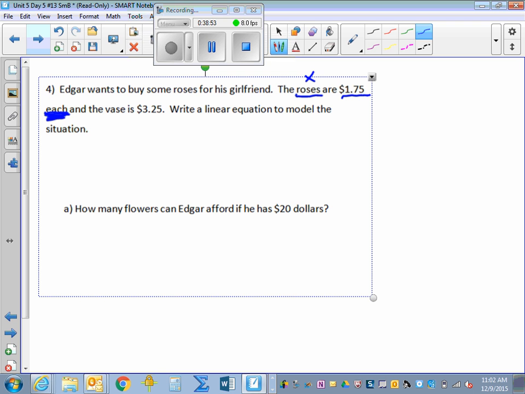So the total amount it's going to cost, we don't know that. Each rose is $1.75, so again, each means multiplying. X represents our roses, and then we have to pay the flat fee of $3.25 for our base. So $3.25 plus however many roses we bought times 1.75 will give us the total amount. So Y equals 1.75x plus 3.25.